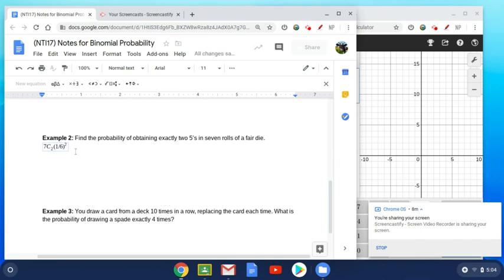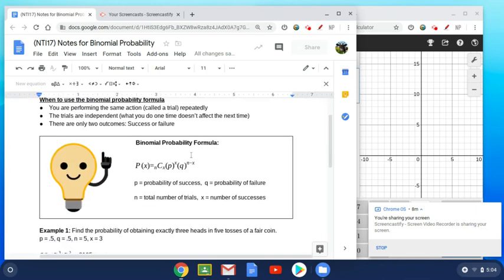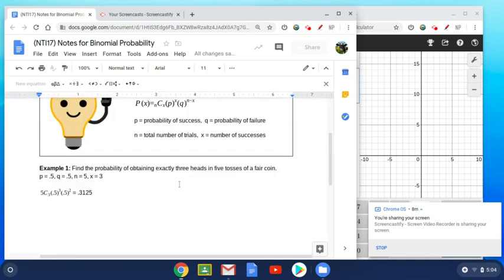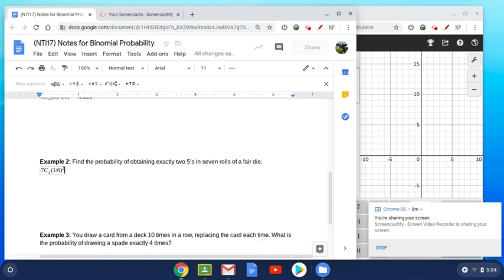Okay, so that took care of my probability of success. The last part of my formula here deals with the probability of failure. So getting anything other than a 5 is considered a failure. So what's the probability of getting anything other than a 5? Well, it's 5 out of 6. How many times do I want to get something other than a 5? Well, if I'm rolling 7 times and I want 2 of them to be 5s, that means I want 5 of them to not be 5s.